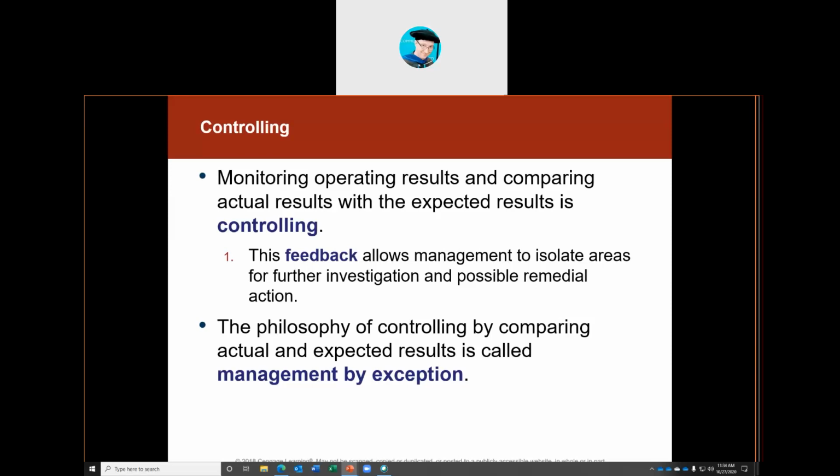The feedback that we get from controlling allows managers to isolate potential issues for further investigation and to interject to mitigate any potential problems. The philosophy of controlling is comparing actual to expected. That's the idea behind controlling, and we call that management by exception.